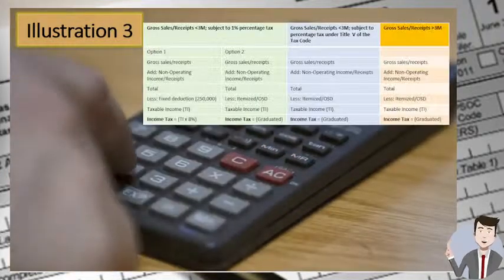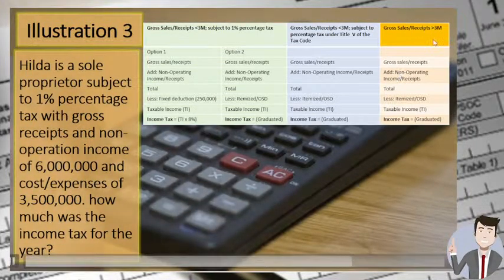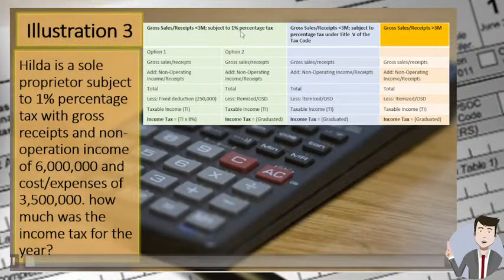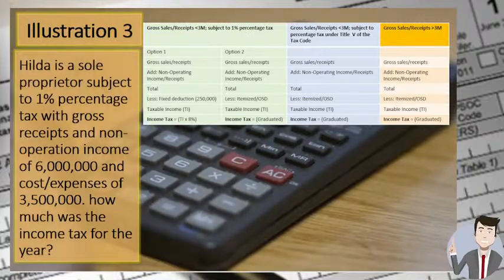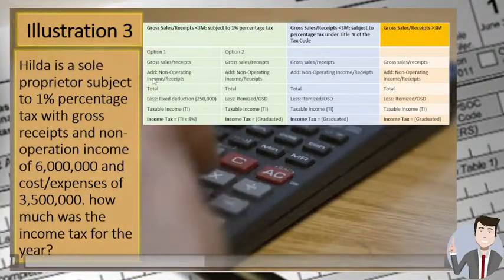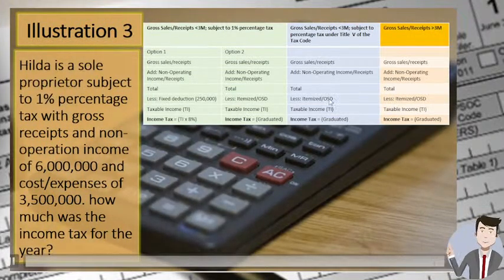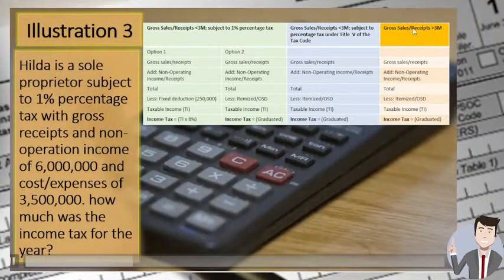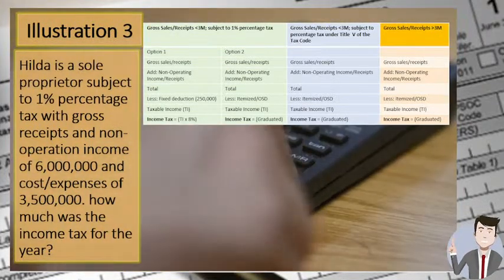Illustration 3. How about if Miss Hilda is a sole proprietor, subject to 1%? Let's read the entire problem first. 1% percentage tax with gross receipts and non-operating income of 6 million. So of course, Miss Hilda does not qualify anymore for this pro forma computation, since her income exceeds the VAT threshold of 3 million.